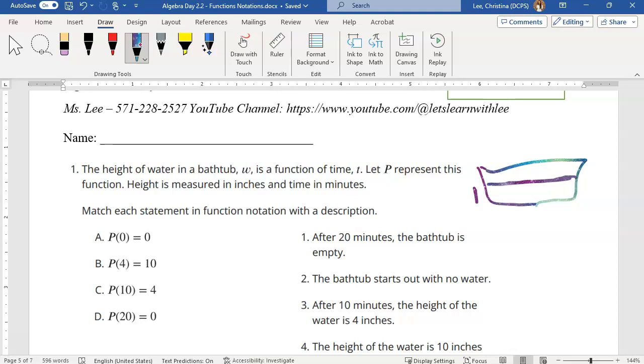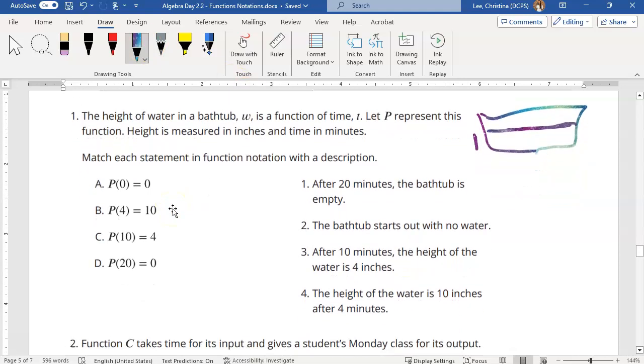So let's take a look at these examples. It says match each statement in function notation with a description. So P of 0 equals 0. So this means that at 0 minutes, when we've just started, it has 0 inches of water in there. So this is the bathtub starts out with no water. Right at the beginning of the bath, there's no water in the tub.